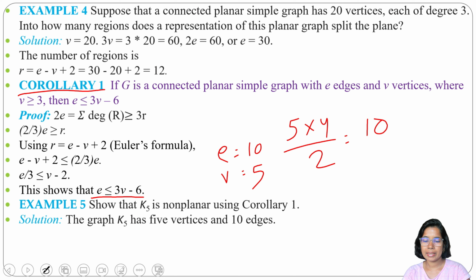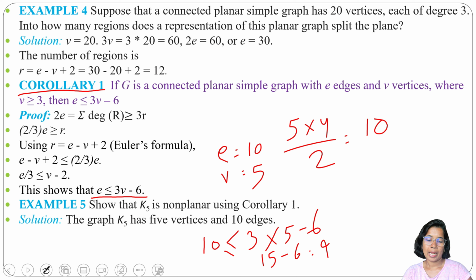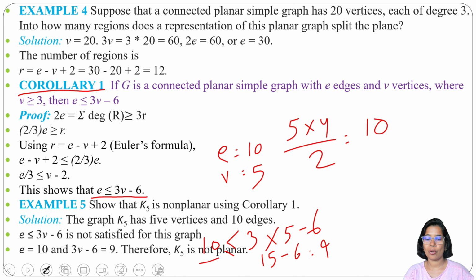Now we'll check whether this is planar or not. So E, 10, should be less than or equal to 3 multiplied by 5 minus 6. 3 multiplied by 5 is 15, minus 6. It's 9. Is 10 less than or equal to 9? No. As 10 is not less than or equal to 9, hence K5 is non-planar. If E is less than or equal to 3V minus 6, then it's planar. If E is not less than or equal to 3V minus 6, it means it's non-planar.